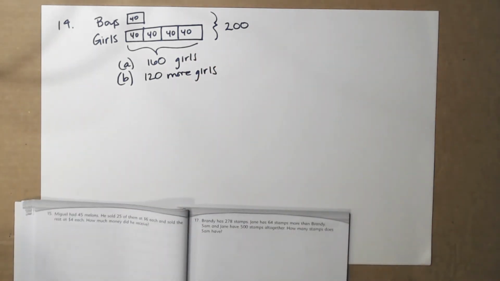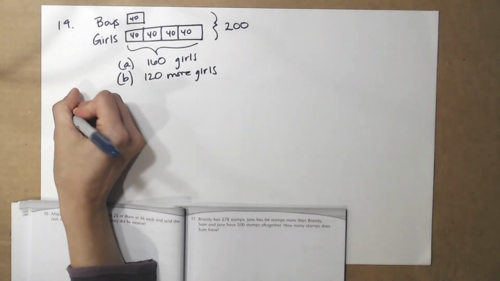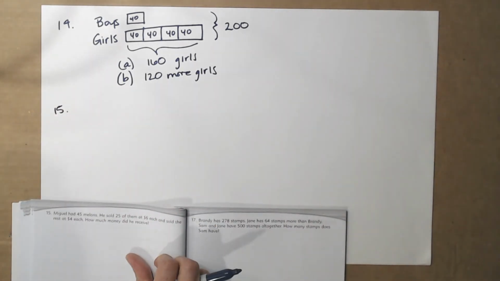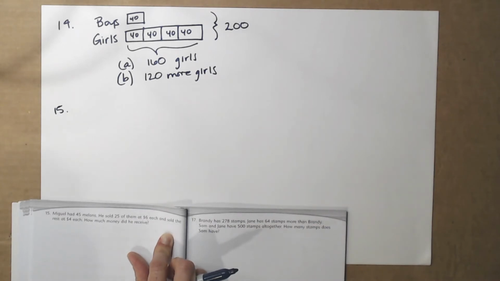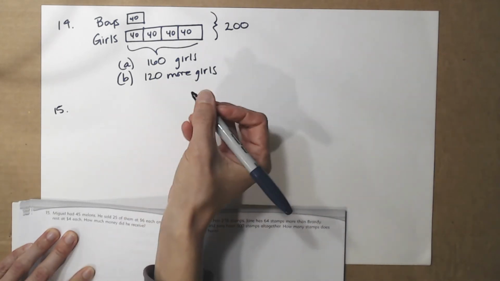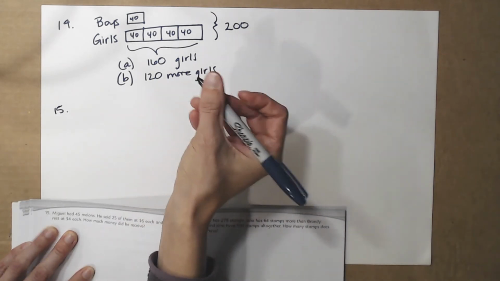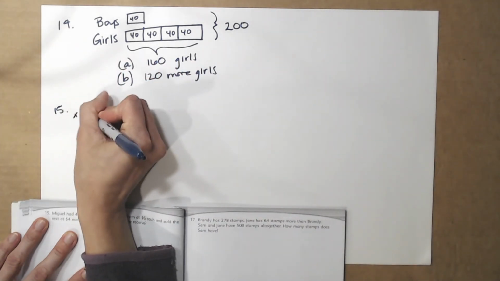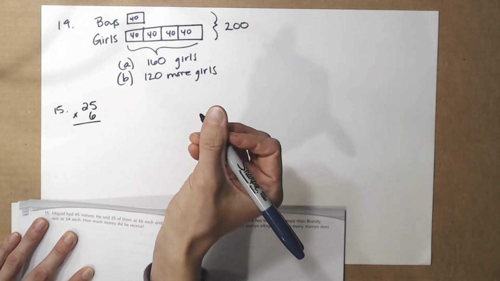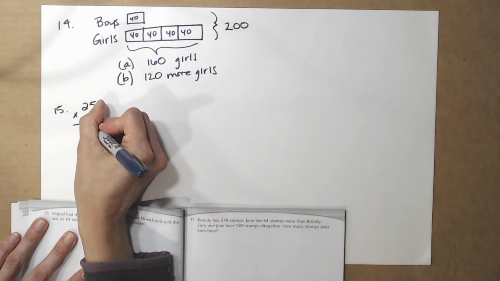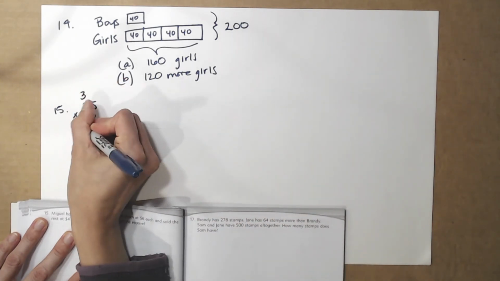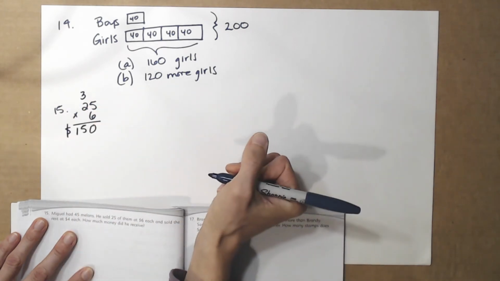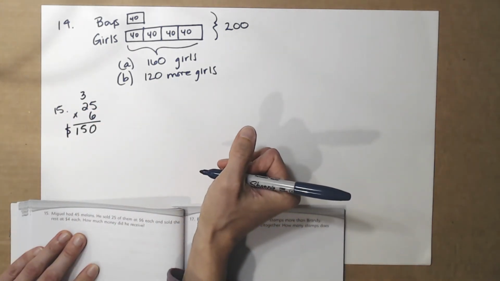Okay, turning the page to 15. Miguel had 45 melons. He sold 25 of them at $6 each and sold the rest at $4 each. How much money did he receive? So he sells 25 at $6 each. So 25 times 6, because each of them he sold for $6. And we get 150 for that set of melons.